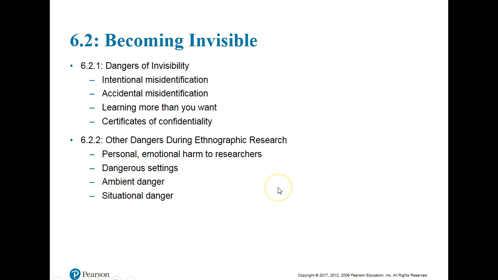And with any field research, there are dangers, but becoming invisible within the research setting has dangers that the researcher really needs to identify, and identify solutions to those dangers. The first one that we're going to talk about here is intentional misidentification. This is when the researcher misrepresents themselves or becomes invisible in a study, and so they are taking on a role, or others are assuming they have a certain role within the setting.